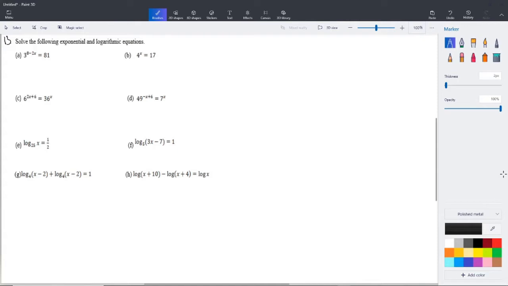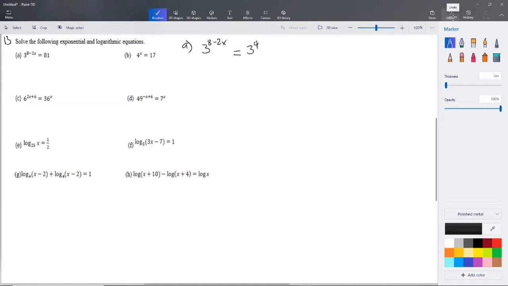Part A. 3 to the 8 minus 2x is equal to 81. For part A, we're going to use the Bros rule here. We're going to try to get the same base on both sides. 3 to the 8 minus 2x, I'm not going to change. On the right side, 81. 81 is 9 squared, and 9 itself is 3 squared. So really, this is like saying 3 to the 4th power. And look, I have the same base now on both sides.